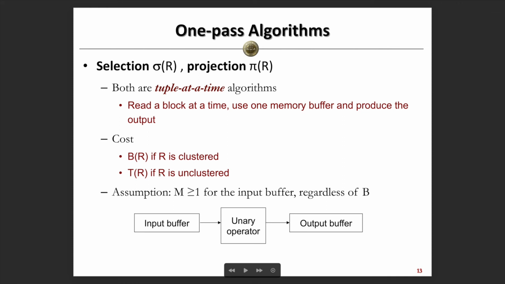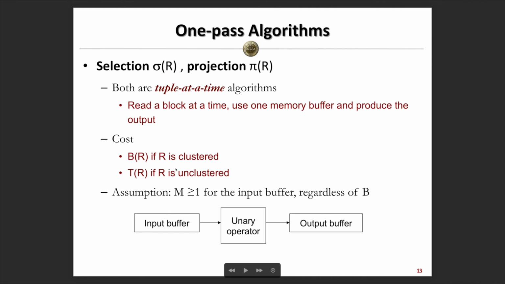If R is clustered, then we just need to access all the blocks. If this R is unclustered, we have to go over all the tuples. It will be similar for projection. We have to project the corresponding attribute for all the tuples. In other words, we also have to access all the tuples. It also depends on R, and the time cost will be BR or TR depending on the conditions.